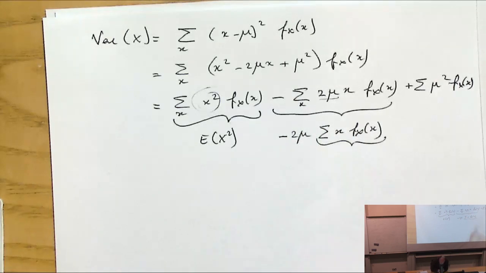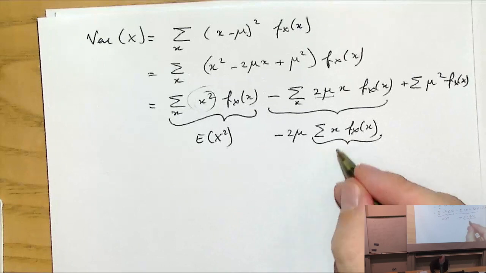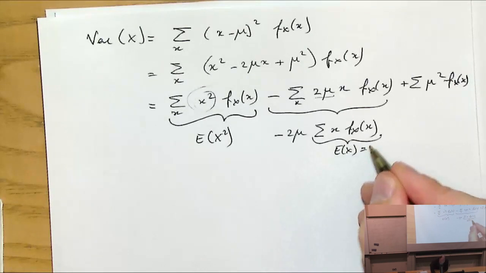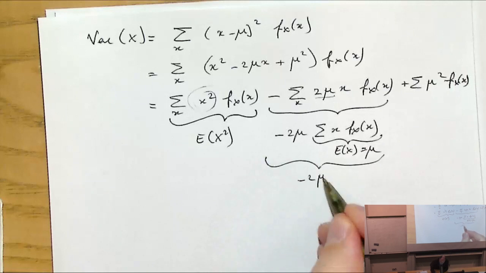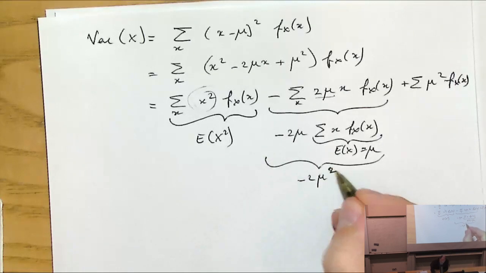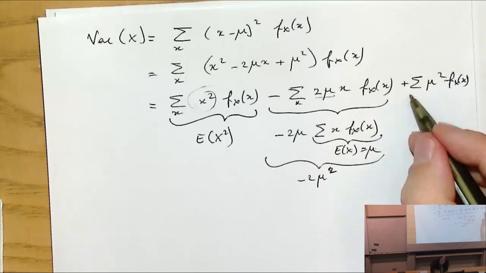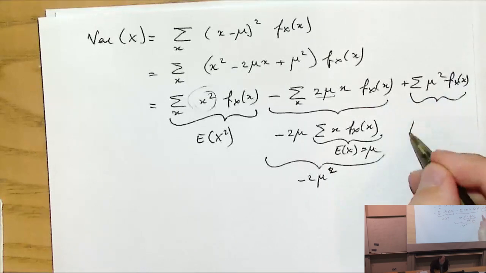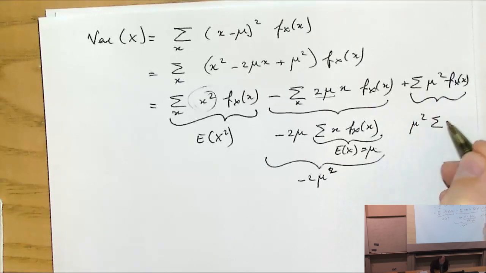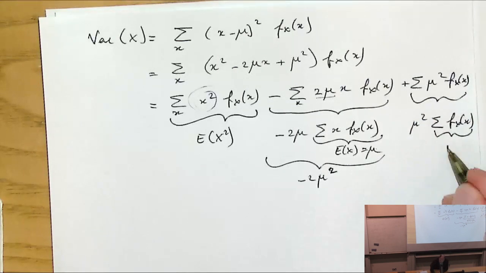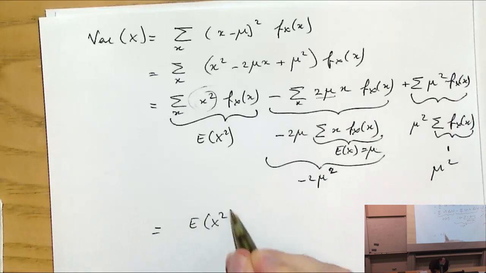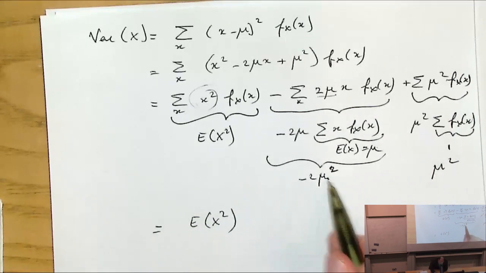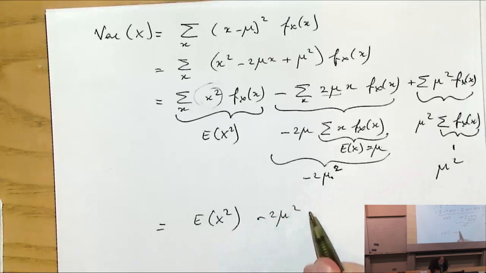What is this? That's the expectation of x, and it's the same as mu. Right? So this is minus 2 mu squared, mu multiplied by mu. And here I have mu squared, I can bring it outside the sum over x, and what is this? This is 1. So here I have mu squared, and what I end up with is the expectation of x squared minus 2 mu squared plus mu squared.